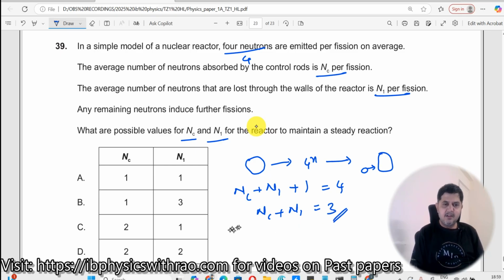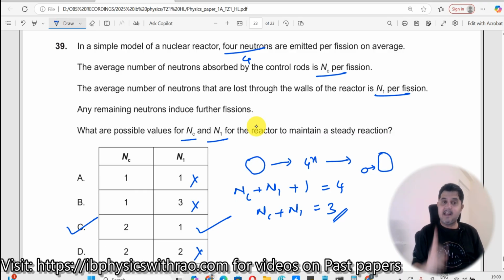Now, which option in the table will give you this answer? Is there any other option apart from C? Nc plus N1 here gives you 2, here 4, here 4. So all these are incorrect. The only option available is C here.